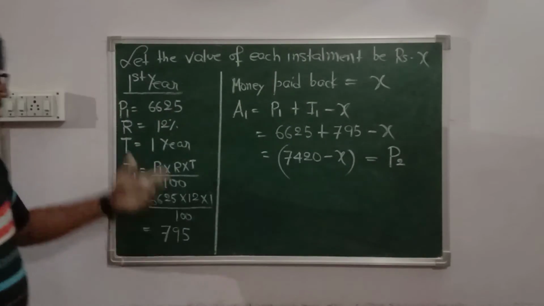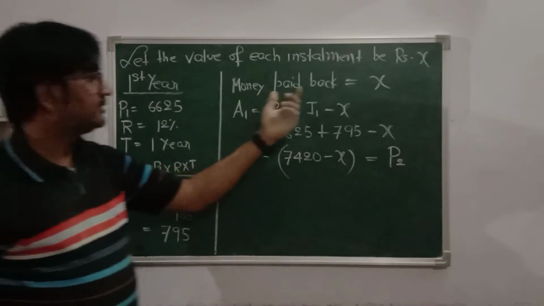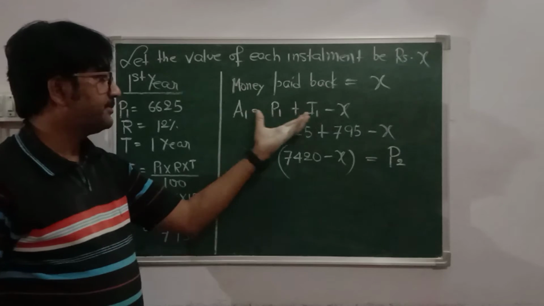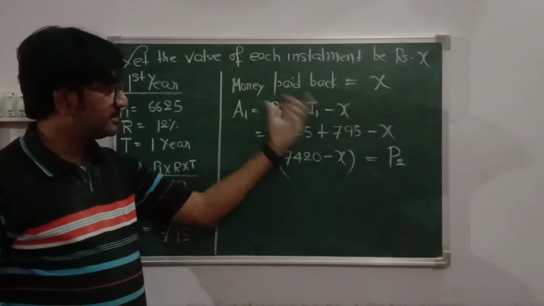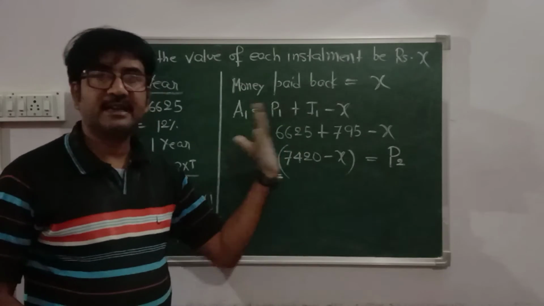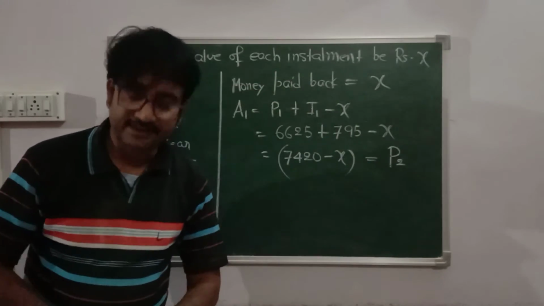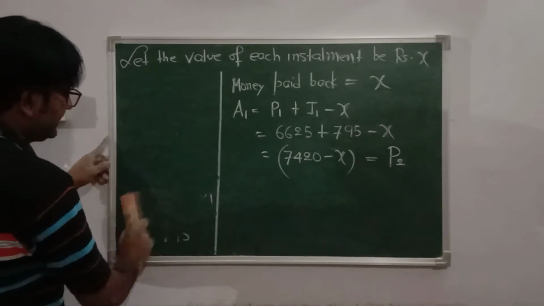Principal, rate, time. We got the interest, the money paid back is X. So amount is P1 plus I1. From this amount, X is subtracted. So this is your final outstanding amount, and which is the principal for the next year. Now let us get into the second year.